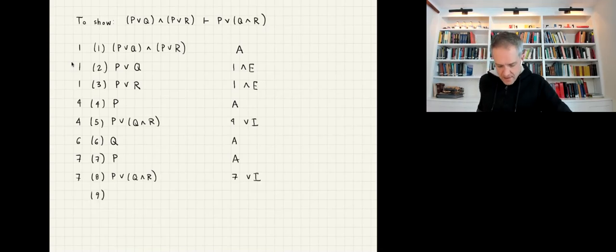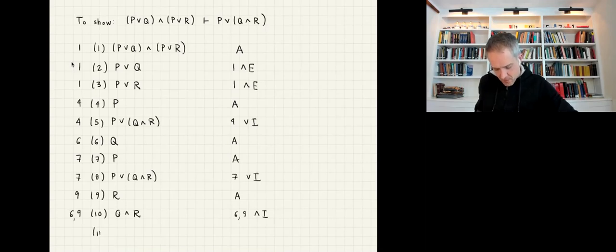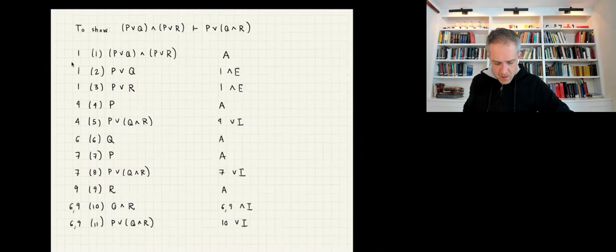Okay, and now finally, if I assume R from the second disjunction, so I assume R, now lines 6 and 9 together give me Q and R. And so that, of course, does give me the conclusion I want. That gives me P or Q and R. So now, 10, or introduction.